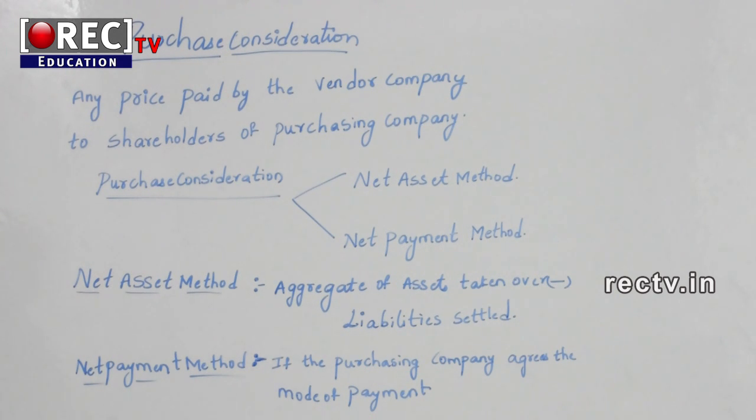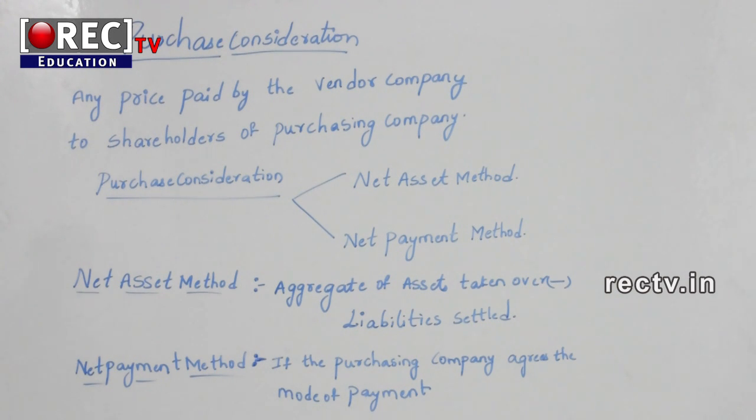Now this purchase consideration may be calculated by 2 methods. To calculate the purchase consideration according to the problem given, we can make it 2 types: one is the net asset method and the other is the net payment method. The net asset method is nothing but the aggregate of assets taken over by the purchasing company less the liabilities settled by the purchasing company. The remaining amount is the purchase consideration which is to be given by the purchasing company to the shareholders of the vendor company.